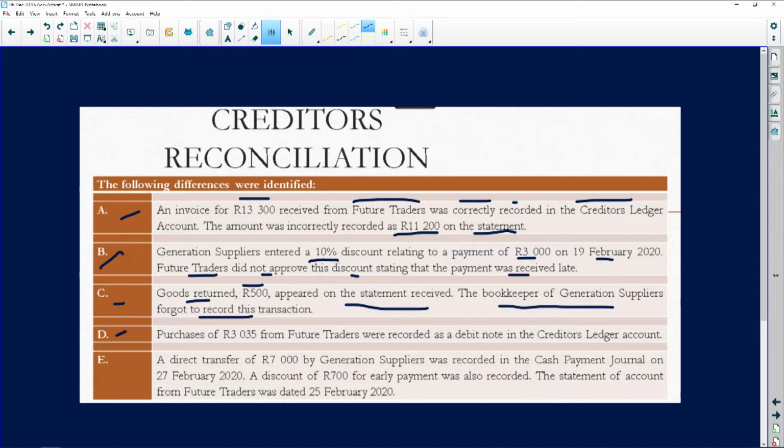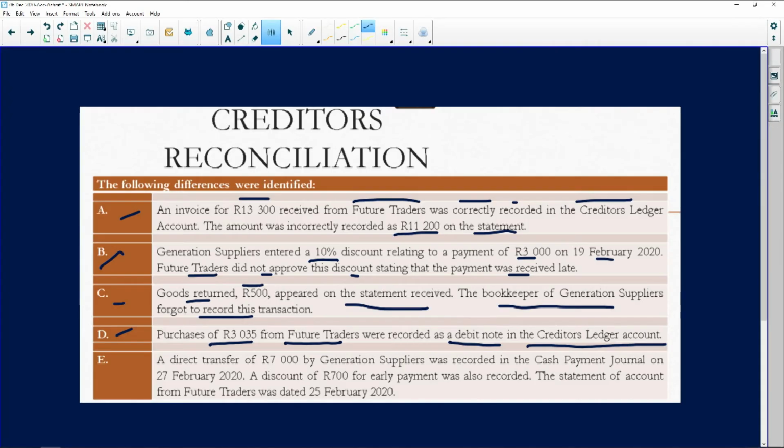D, a purchase of 3035 from Future Traders. These were recorded as a debit note in the creditor's ledger account. First question that you ask yourself: who has made the error? Clearly, we have made the error. What did we do? We recorded it as a debit note instead of a purchase.